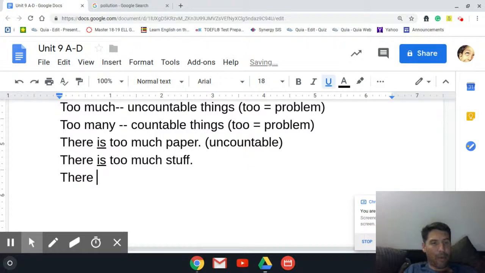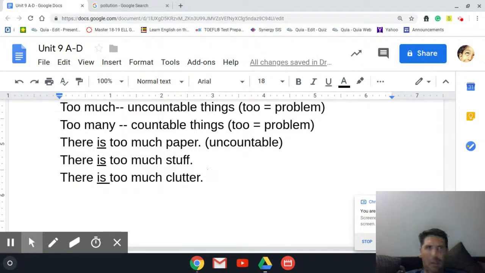Another word that you might want to know, also uncountable, clutter. Just things that are not organized. They don't need to be there, right? I think if you live in the United States too long, you accumulate a lot of clutter. Clutter is a good word to know. Okay, so all of these are uncountable.